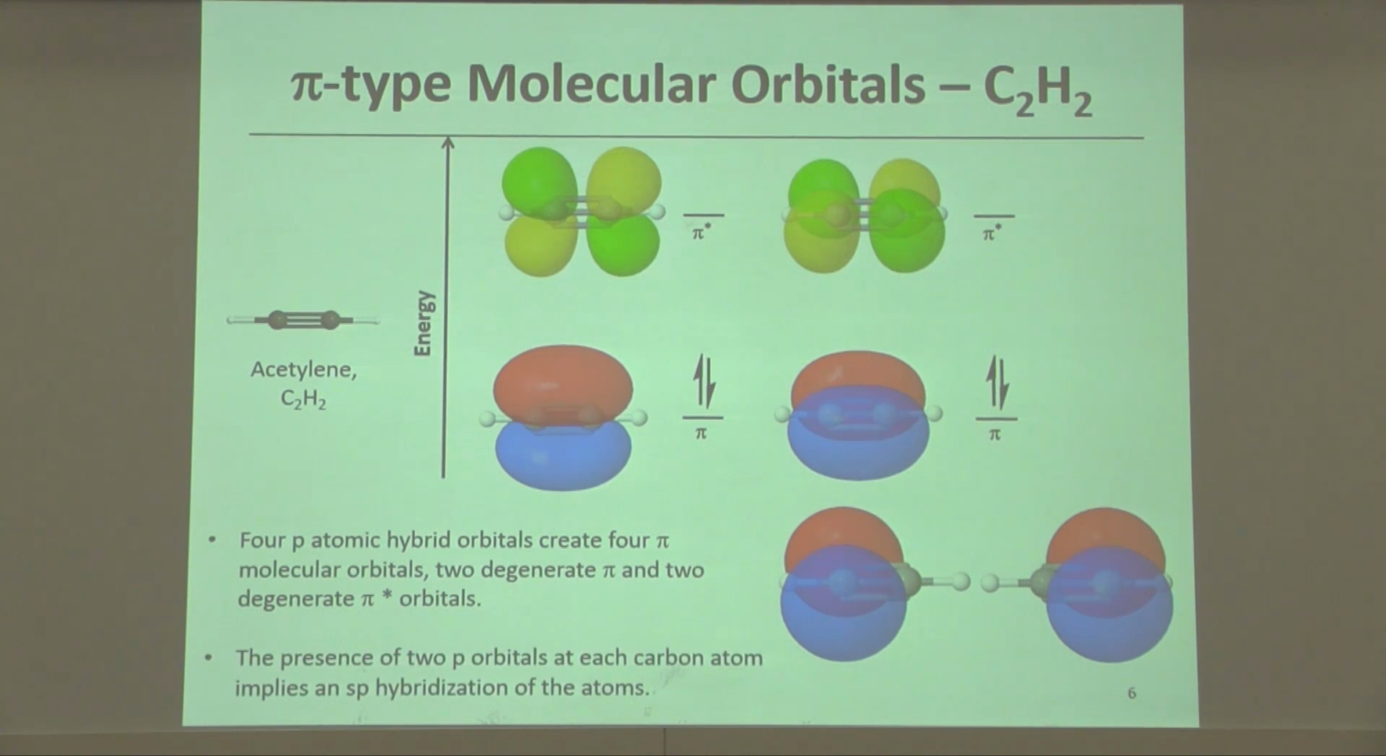So 2 p orbitals from each atom implies that each of these carbon atoms is an sp hybrid, using an sp orbital to bond to the adjacent carbon atom as well as to the hydrogen atom to which it is attached.